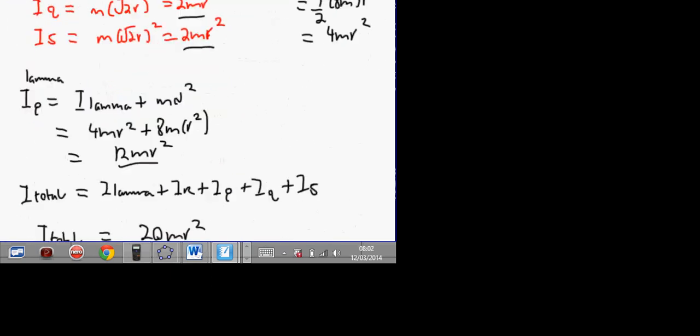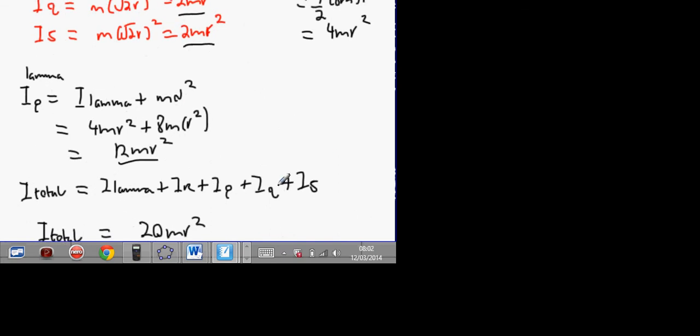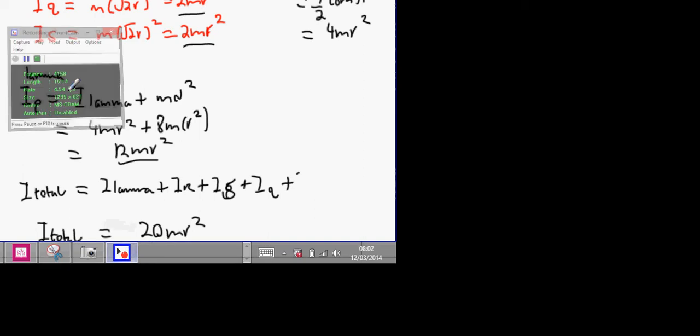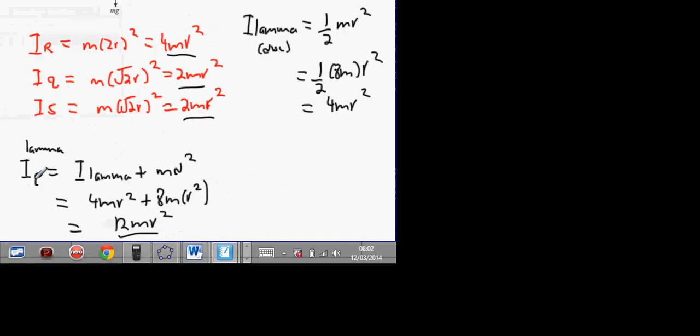Yes, Dan? Could you explain what the IP is above that though? Like the 12 m squared. Okay. Alright guys, just a quick reminder, IP means the lamina around P. It doesn't represent the particle P. So it's the lamina around P. So it's going to be a total of lamina plus IR plus IS plus IQ, and that gives us 20 mr squared.